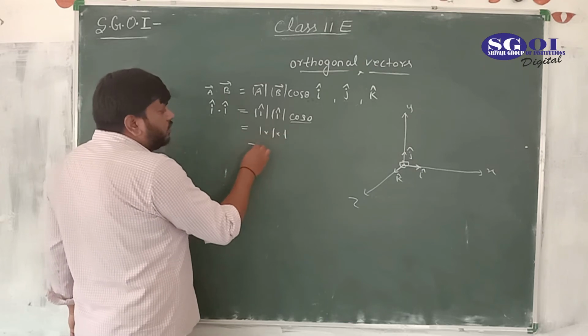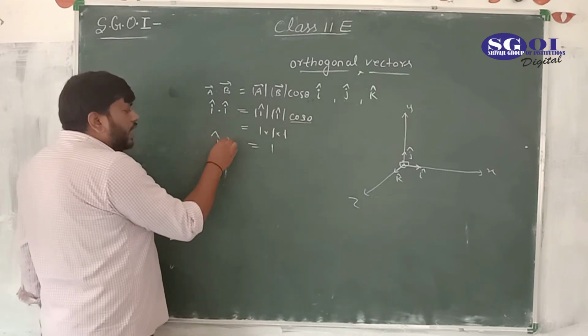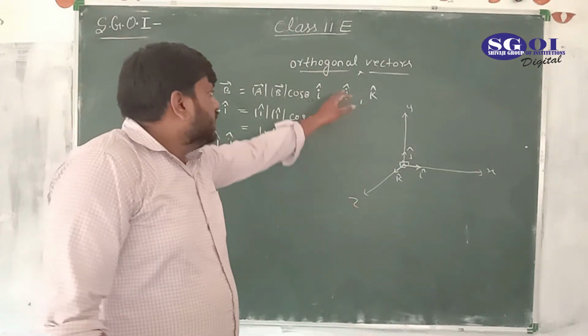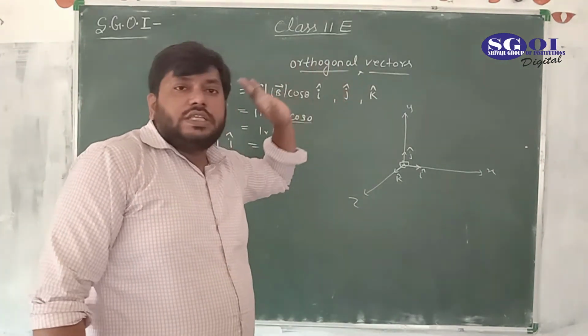So 1 into 1 into 1, this is 1. So the i dot i is what? It is 1. Similarly, j dot j is 1, k dot k is 1.